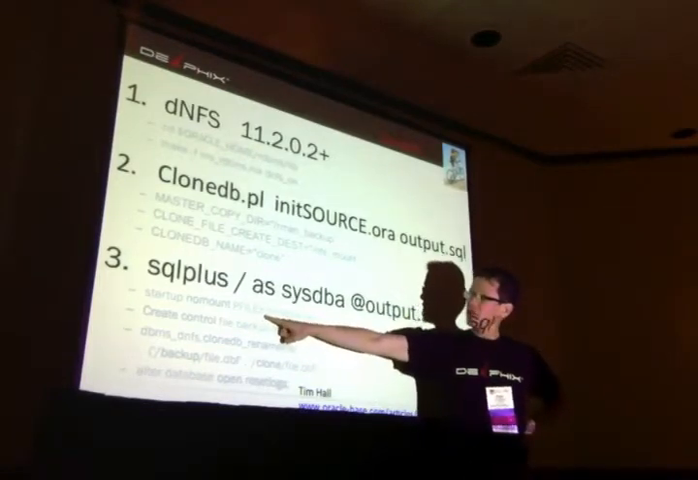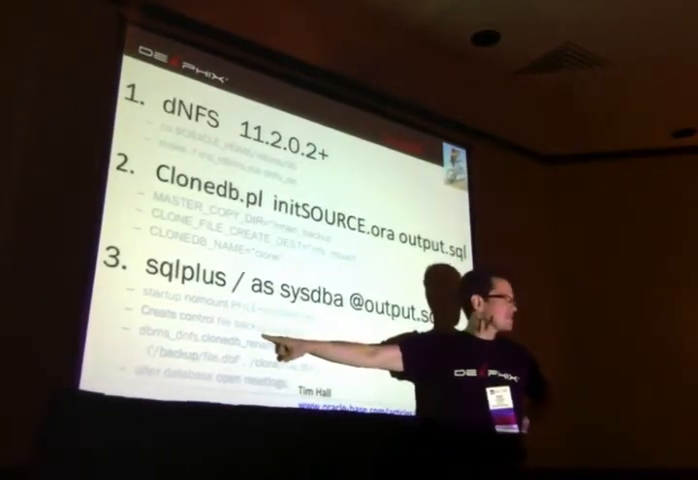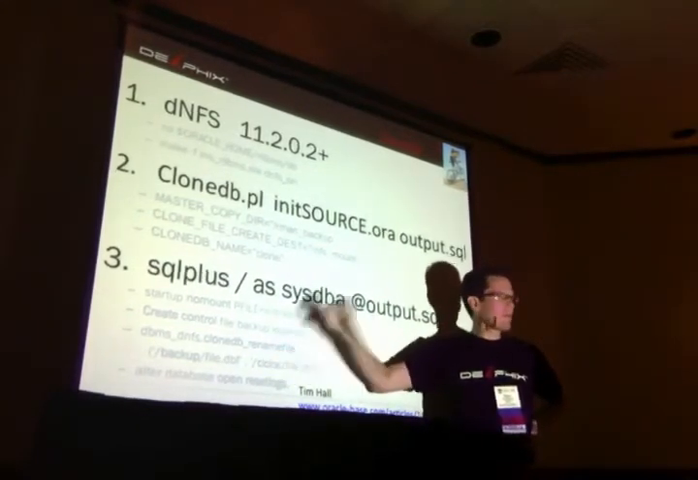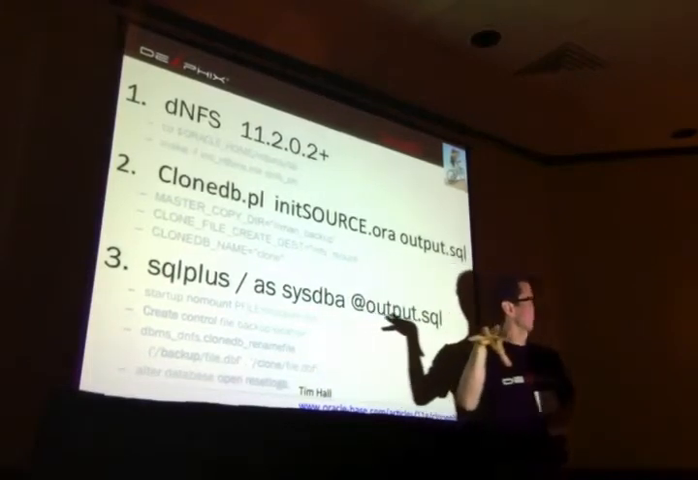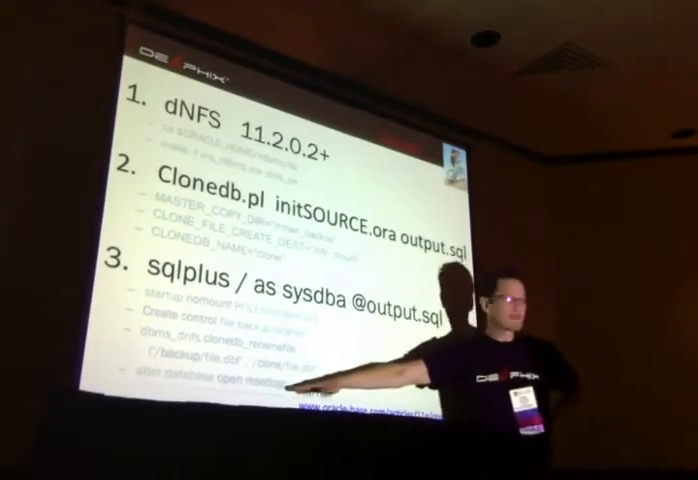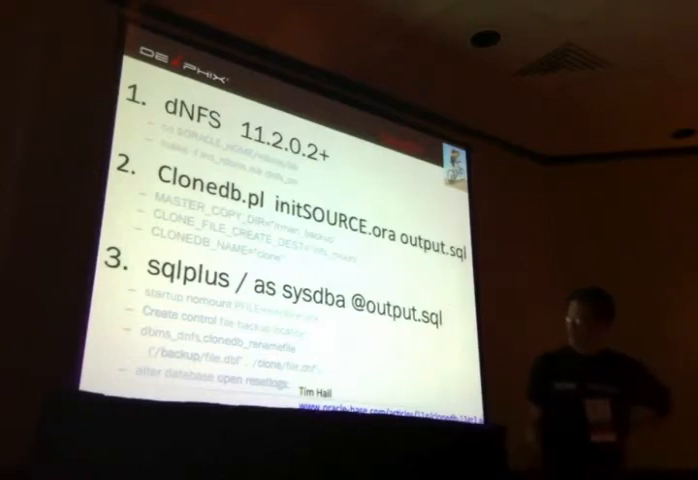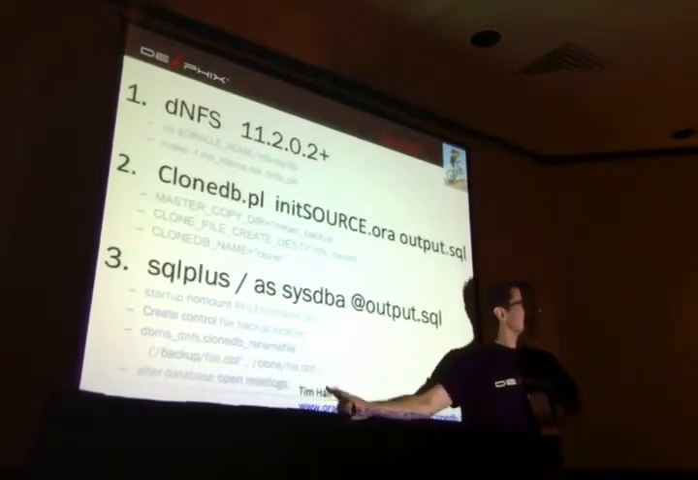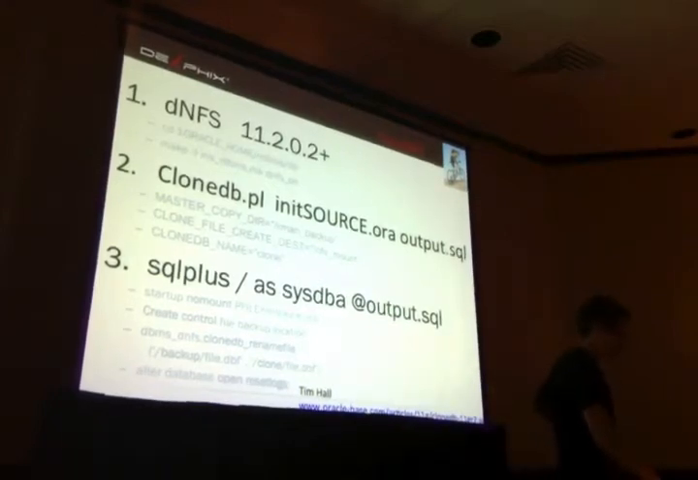What it does is it starts up the database nomount, it recreates the control file pointing to the backup data files from RMAN, and then the secret sauce is this package procedure that maps the sparse files on top of the RMAN backup files, and then it does open resetlogs. If you want to try this out and want more information, Google Tim Hall and CloneDB. He's got the best blog entry I know on this stuff.